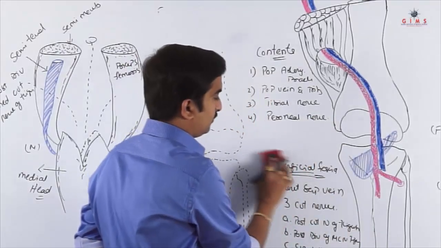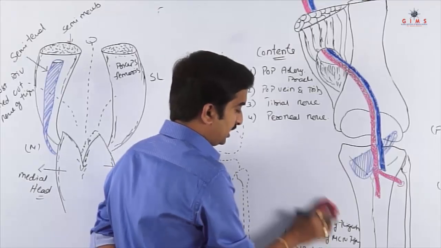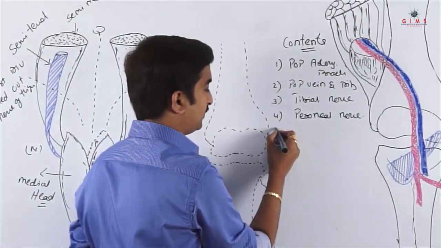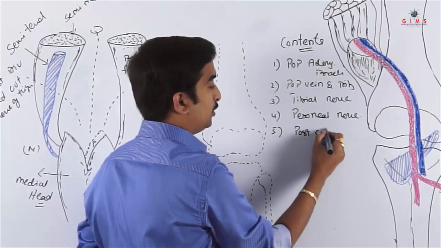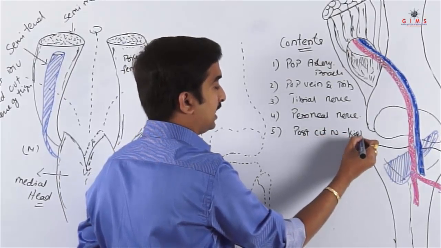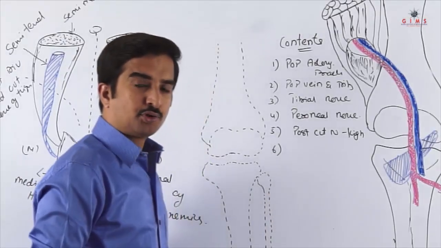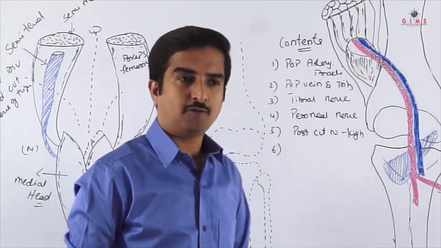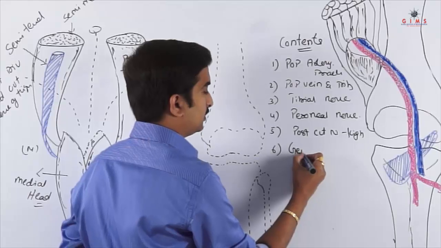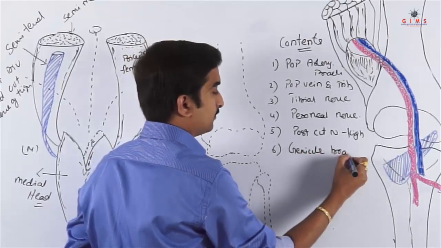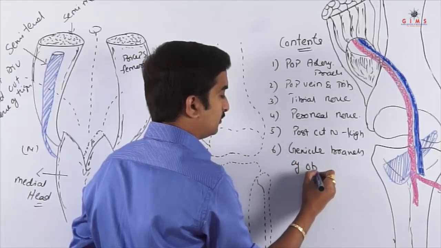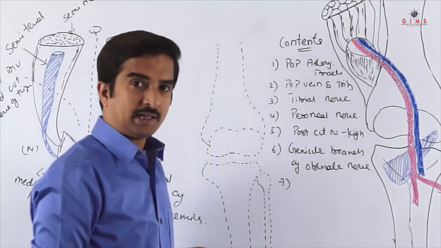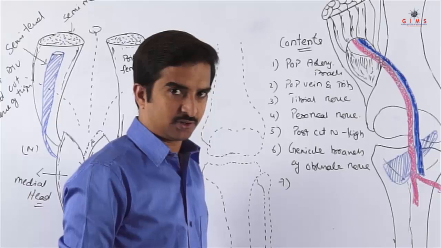Not only this, we also have the posterior cutaneous nerve of the thigh. We also have the fifth one, posterior cutaneous nerve of the thigh. After that, we have the genicular branch of obturator nerve. There are totally, remember, 8 contents that should be present in the popliteal fossa.